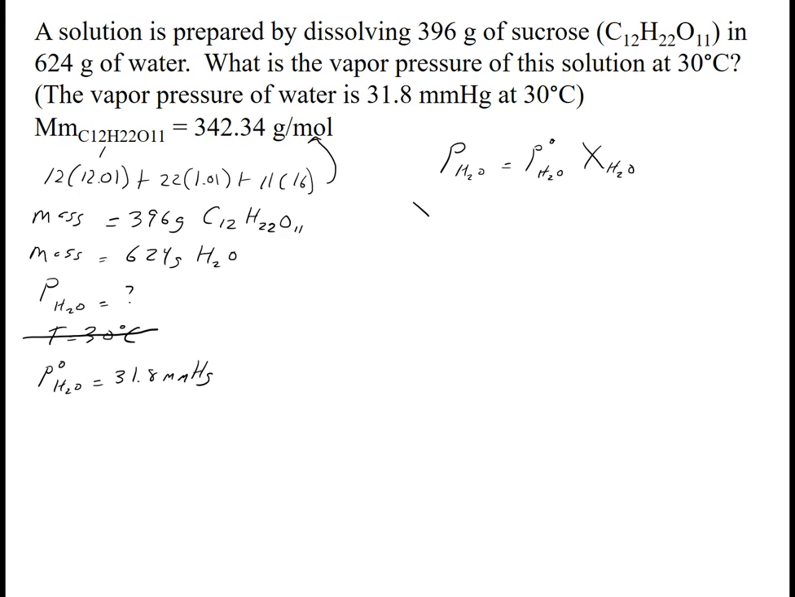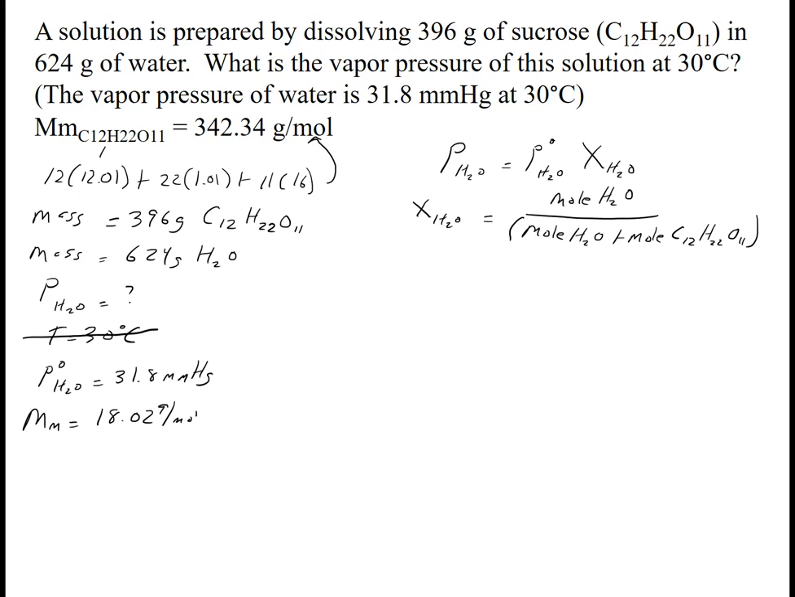So I'm trying to find this, I'm given this, but I need to find this before I can plug into the equation. So the mole fraction of water, this is why we had to do this first, it's going to be the moles of water over the moles of solution, which is moles of water plus moles of the C12H22O11. That's the sum of those two together. So I have to find the moles of water. In order to do that, I need the molar mass of water. Again, it's 2 times the 1.01 for hydrogen and 16 for oxygen, so it's 18.02 grams per mole.